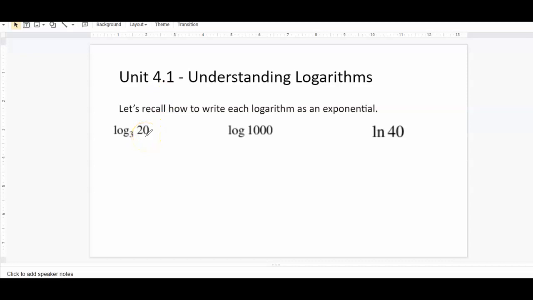Let's recall how to write each logarithm as an exponential. You're going to set that equal to x. This is not going to be on your test, but this is the very basic understanding of it, so you've got to know it. How do you convert again? Base 3, exponent x equal to 20. What is the base when you don't see it? 10, the common base. 10 to the x power is equal to 1000. What's the base here for the ln, natural log? e to the x power is equal to 40, is how you do it.